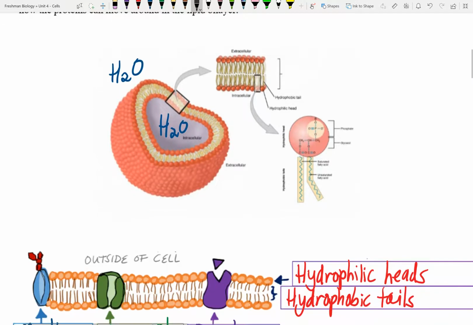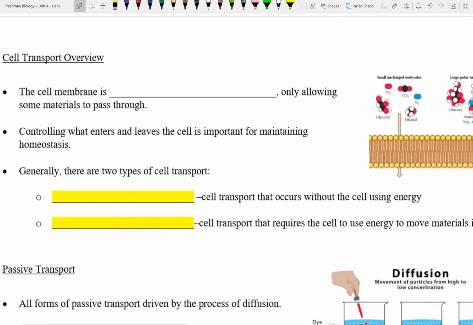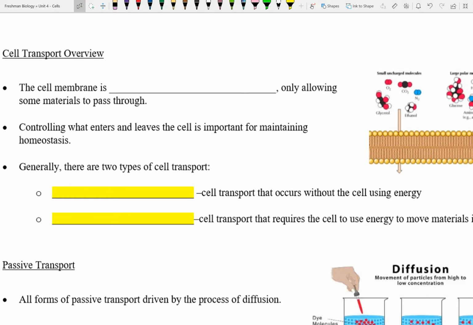All right, so now that we have our overview of the structure of the cell membrane, let's think more about things crossing from one side to the other. So the cell membrane is what we call selectively permeable. Think about if a team or a school was selective, they would only let certain people join or enroll. And so the cell membrane is selective about what permeates or what passes through.